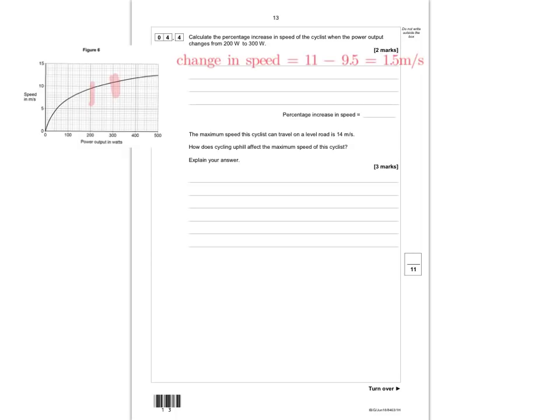So you can see here for the first mark we're going to do change in speed is the value we've read off the graph here at 11, and the value we read off the graph at 200 is 9.5. So 11 minus 9.5 is 1.5 meters per second. We now want to find the percentage increase, so we're going to do 1.5 divided by 9.5, which is our original speed, multiplied by 100 to find out the percentage. So here's the calculation we're going to carry out. Percentage increase is going to be 1.5 over 9.5 multiplied by 100. If you put that into your calculator, you get the correct answer of 15.8%.